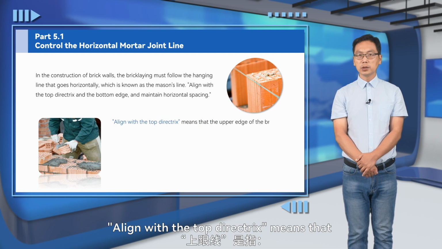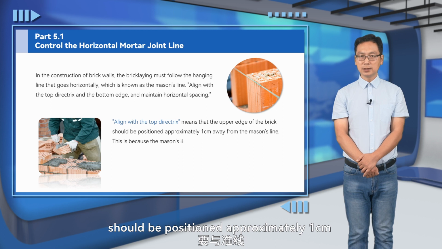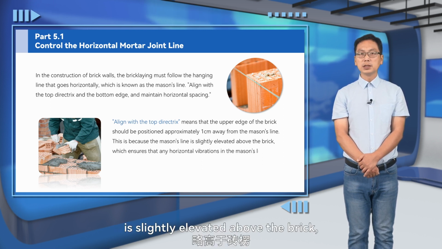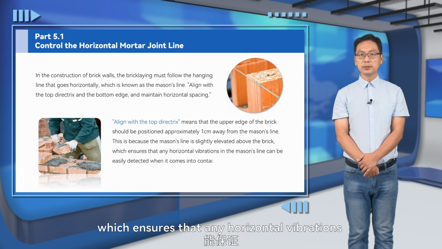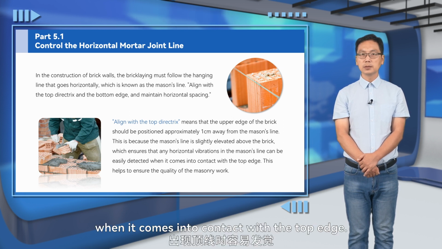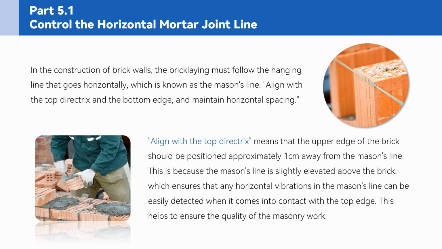Align with the top directrix means that the upper edge of the brick should be positioned approximately 1 cm away from the mason's line. This is because the mason's line is slightly elevated above the brick, which ensures that any horizontal vibrations in the mason's line can be easily detected when it comes into contact with the top edge. This helps to ensure the quality of the masonry work.